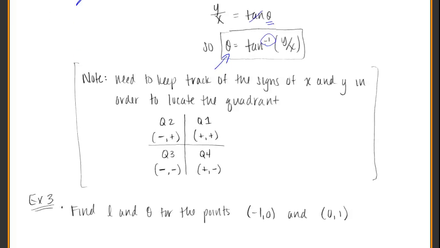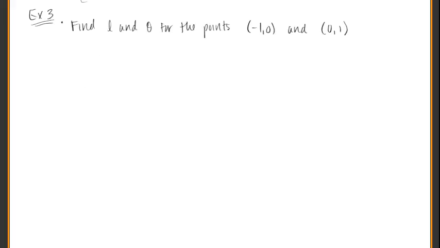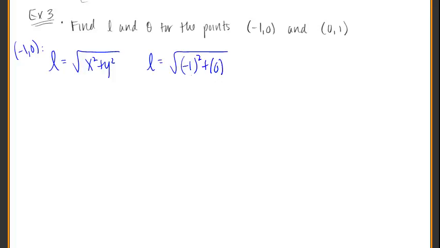All right, so going down to example 3, we want to find L and theta for the points -1, 0 and 0, 1. First, let's find the length of that arm. L is going to be the square root of x squared plus y squared. Let's go with the first point, -1, 0. So the x value squared plus the y value squared: L is the square root of 1, and L is equal to 1. So the length of that robot's arm would be 1.